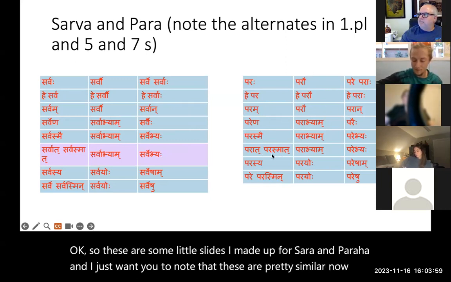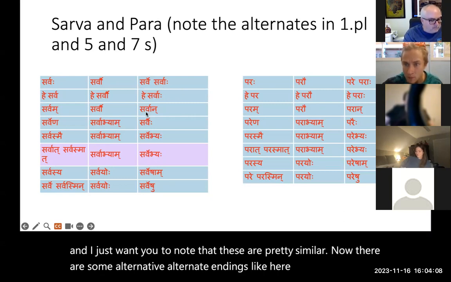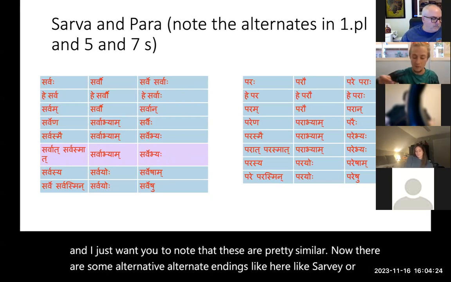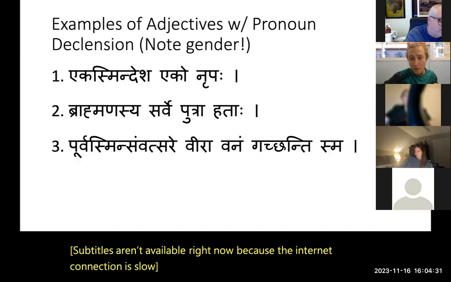Now, there are some alternate endings. Like here, like sarve or sarvah. I usually see sarve. Sarvat, I usually see sarvat, not sarvasmat. So this is just complicating things. And I feel that the best way to learn these is to see them in context. You don't need to memorize these per se. You need to be aware of them and remember that they line up with the demonstrative pronouns.